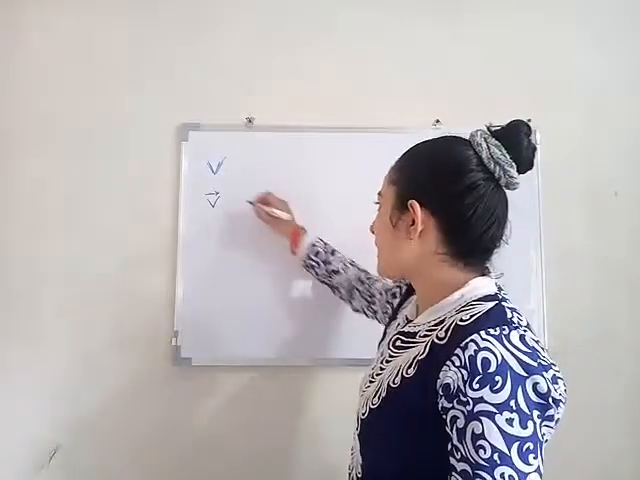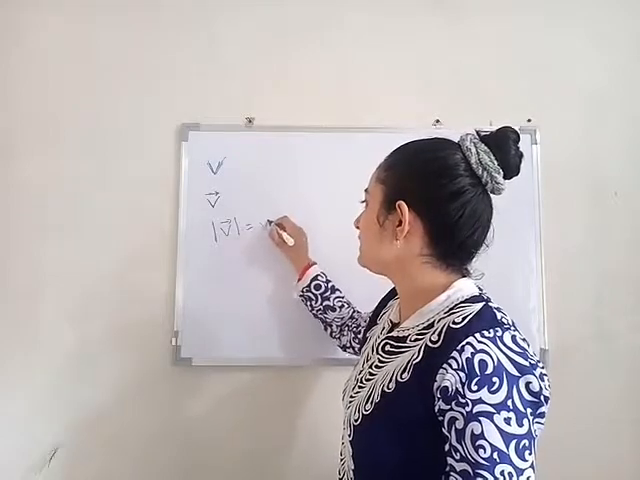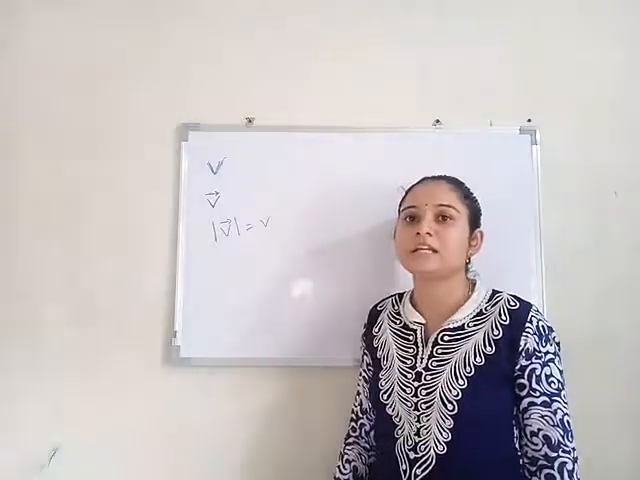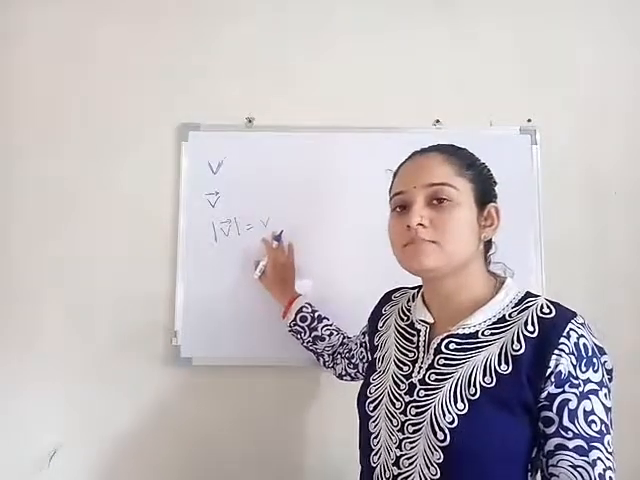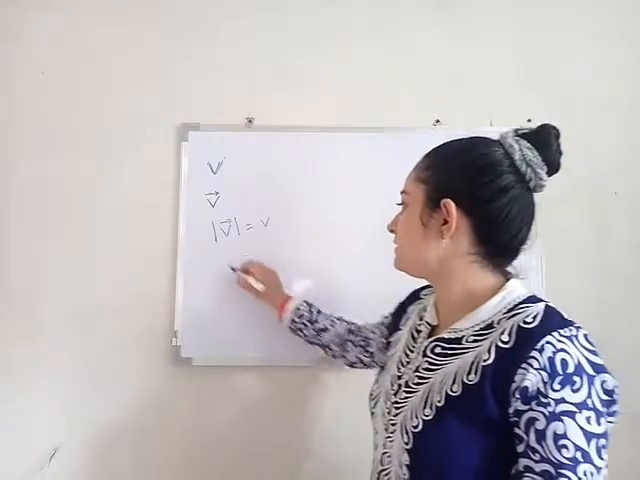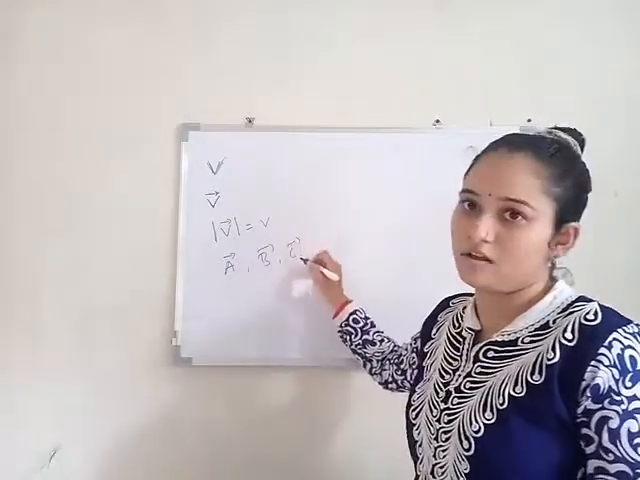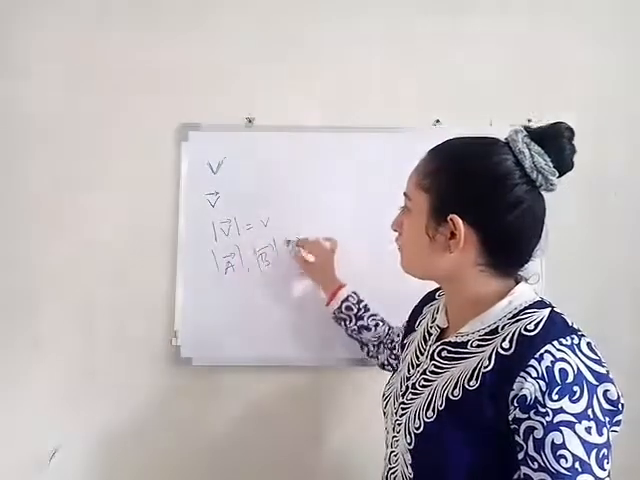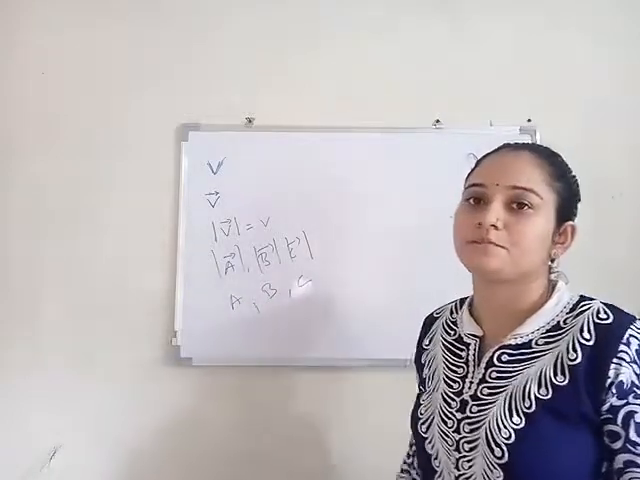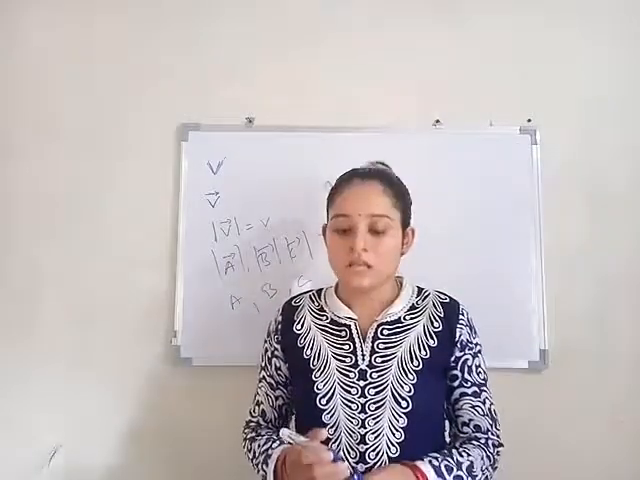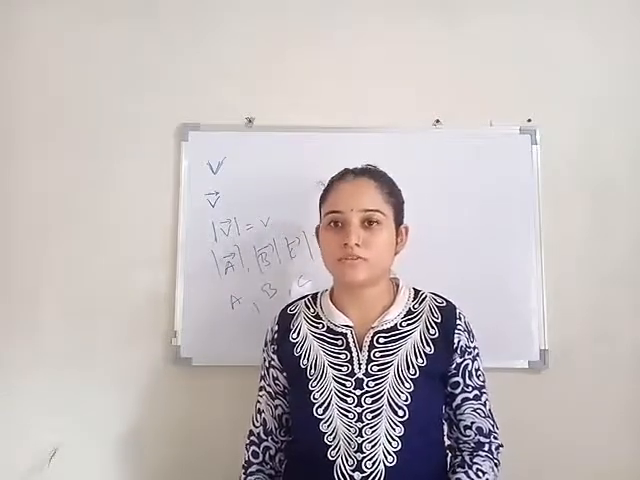And if we take the magnitude of velocity, then we have only a simple letter V. So the magnitude of any quantity is the simple letter. For example, there are various vectors: vector A, vector B, vector C, etc. If we take the magnitude of all these vectors, then we will have A, B, C, etc. Clear?